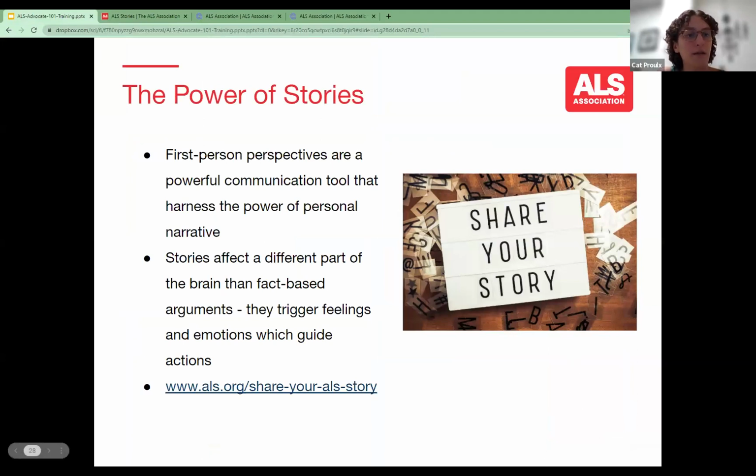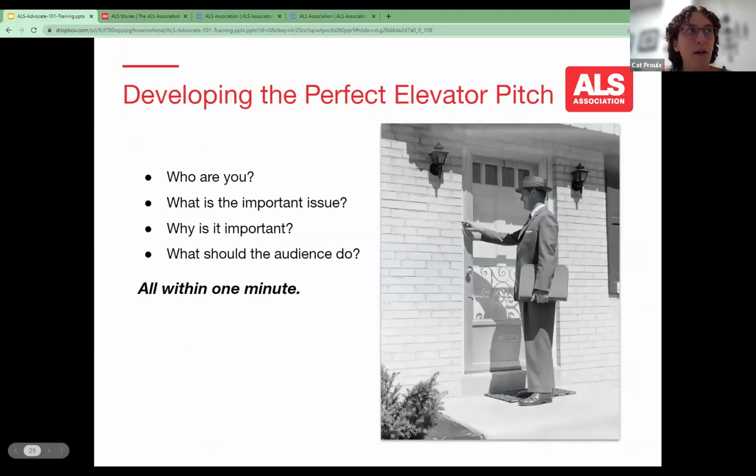And next, the last piece of this is an elevator pitch. So how many of you have either heard of what an elevator pitch is or have done an elevator pitch in the past as well, even if it's outside of advocacy, just in your own line of work?